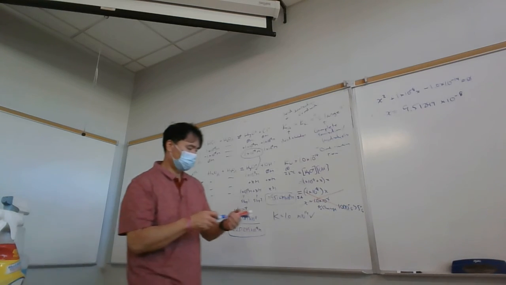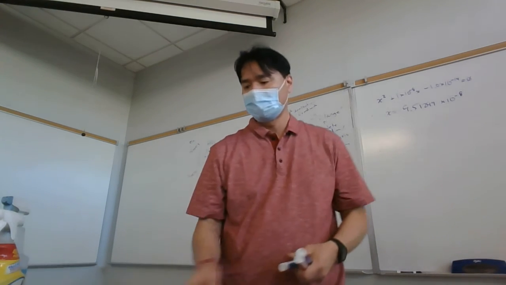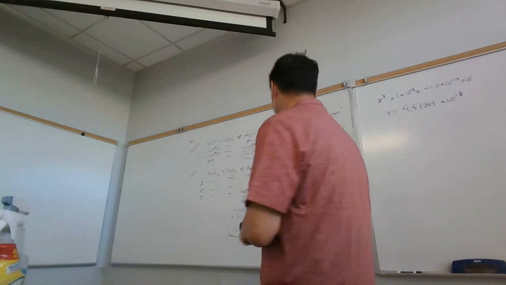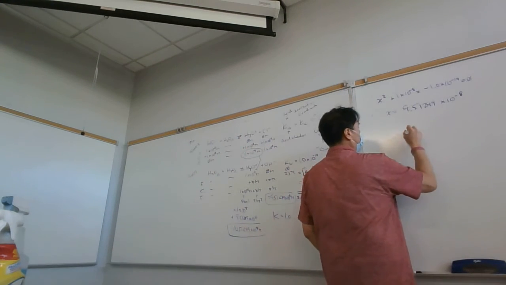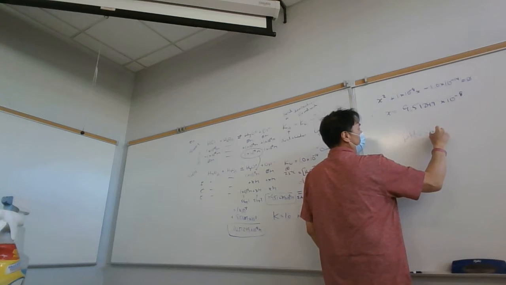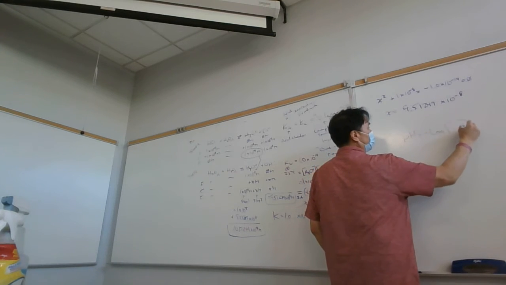Okay, now we want to calculate the pH. The pH is equal to the negative log of the total hydronium.